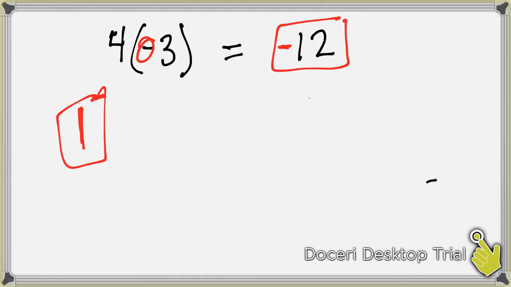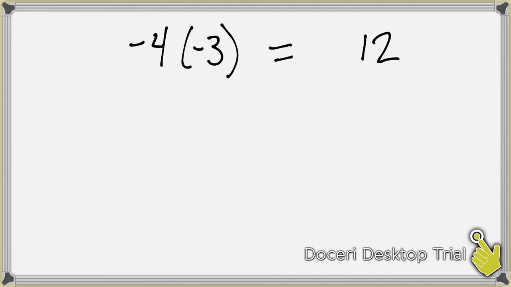Now, if I gave you a different problem, like let's say it said negative 4 times negative 3. Again, we're going to multiply like normal first. We're going to ignore the negatives. We're going to say 4 times 3, which we know is 12. And now let's count our negative signs.